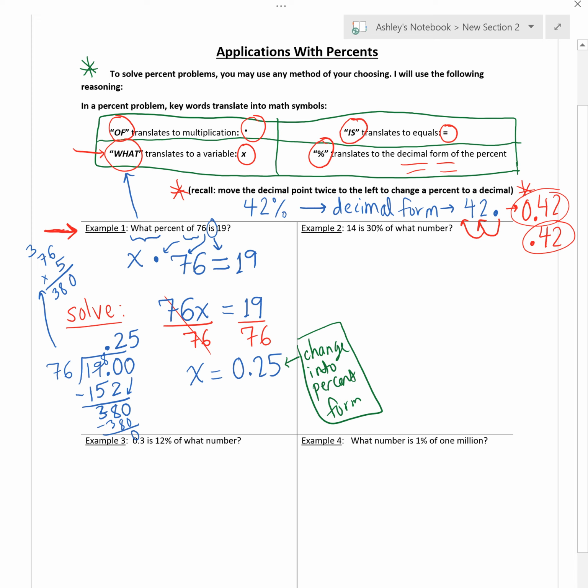We said, well, if you're given a percent, you move the decimal to the left twice to make it a decimal. But if you're given a decimal like we have, we're going to move it twice to the right to change it back to a percent. So if I move that decimal twice to the right, that's 25 decimal. But since there's nothing beyond the decimal, we don't really need to write it. We're good. 25%. All right.